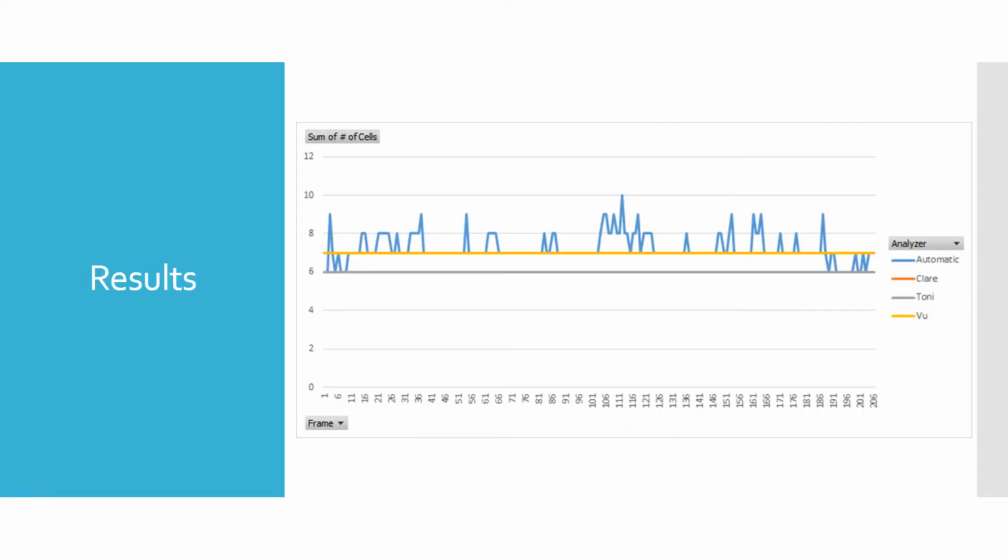This graph shows macrophages per frame as calculated by the students and the automatic program. As you can see, all students recorded the same number of macrophages across all 206 frames, as opposed to the automatic, which was constantly fluctuating. We'll talk more about the reasons for this in just a few minutes. Two of the students' data were identical, so they overlap, and one cannot be seen in this figure.